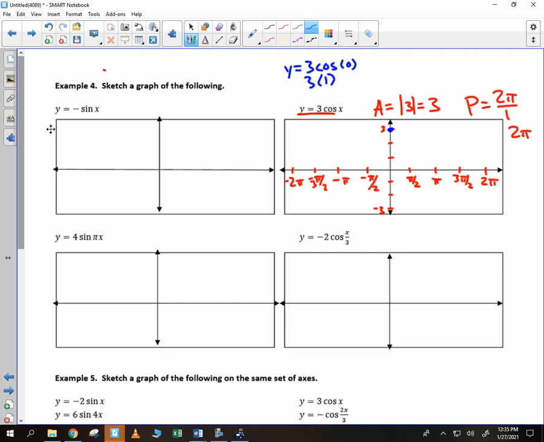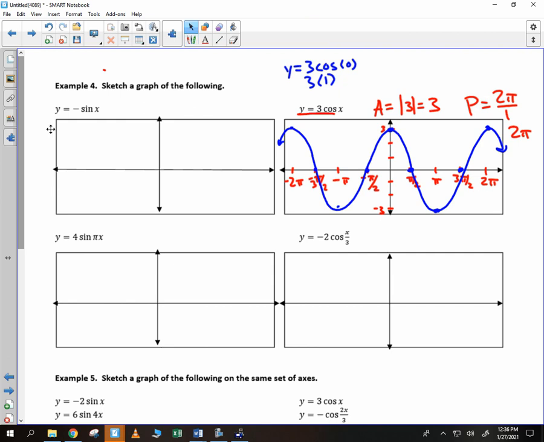Cosine starts up, and then it drops down to the middle. Then it drops down to the bottom. Then it heads back up across the middle, and then it goes back to the top. And we can continue to perform that same cycle and rotation over and over again. And we get this for a graph. That's 3 cosine of x.